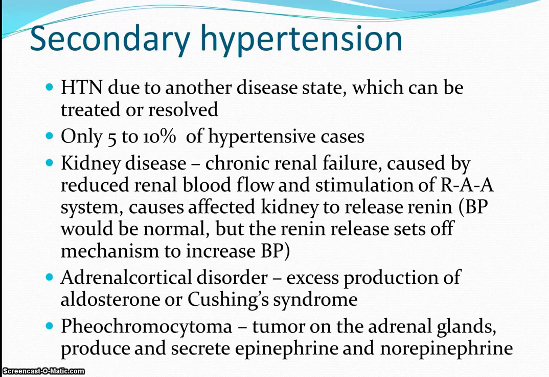If we treat the underlying disease, then we treat the hypertension and it goes away. Only about 5 to 10% of cases are actually secondary. Of those, things that cause secondary hypertension are things that impact the kidneys. So renal failure, you don't have enough blood flow to your kidneys. You have the wrong type of stimulation of your renin, angiotensin, aldosterone system. Things that are going to impact the kidneys, because your kidneys, remember, regulate your fluid balance.